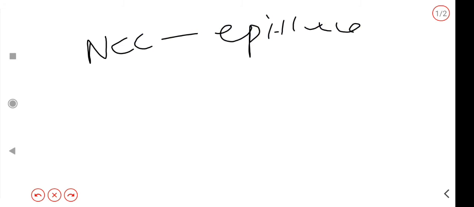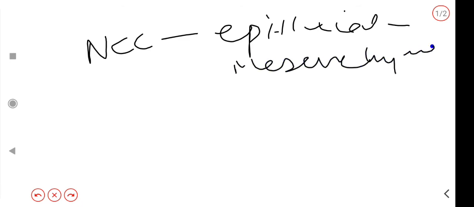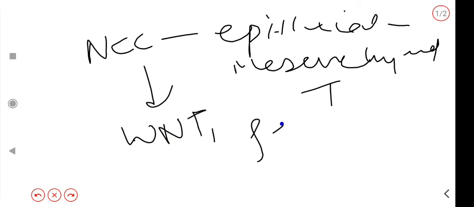Now, neural crest cells undergo the epithelial mesenchymal transition under the influence of the Wnt1 gene.